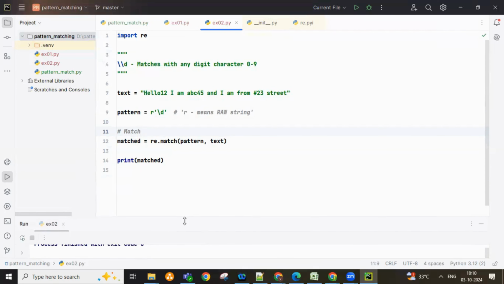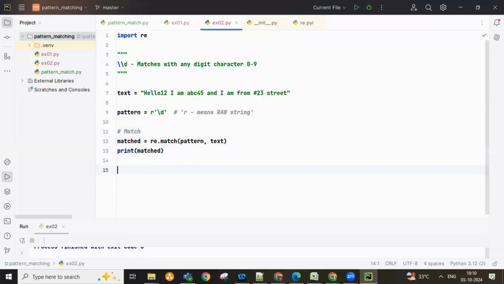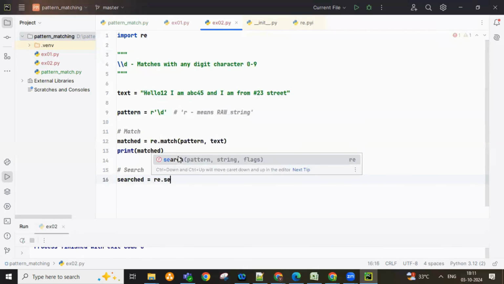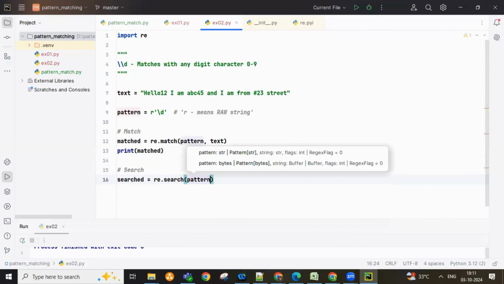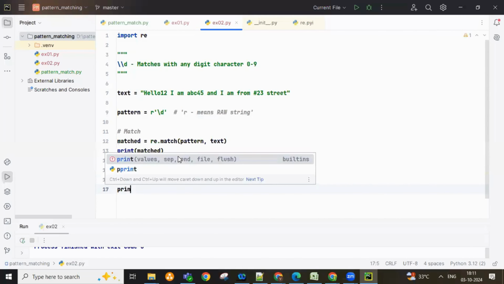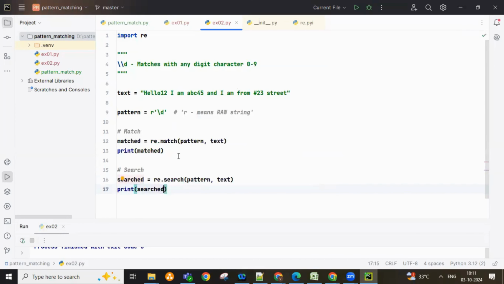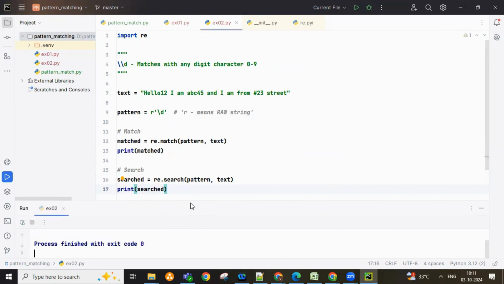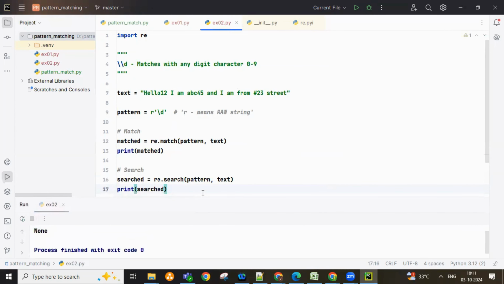Now if you want to do a similar example with the search method, I'm just giving a meaningful name so that I can easily recognize it, such as search, pattern, comma, text. Now if I print search, who can tell me what the output will be for this? If I print search with pattern, comma, text, remember \d means a single digit, a single number. Understood?